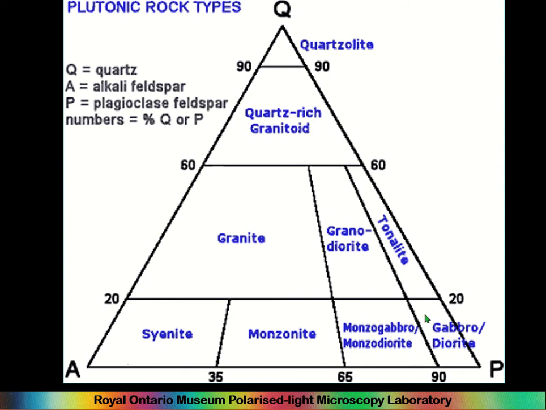Down here we have the gabbros and diorites. And you have monzonite down here and syenite. All these are important rocks. And you'll be able to tell which they are by what is in them. So if it has hardly any quartz and equal amounts of alkali feldspar and plagioclase, it's going to be a monzonite. Just has to be. Can't avoid being anything else.